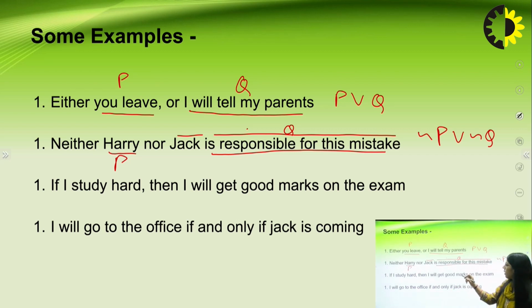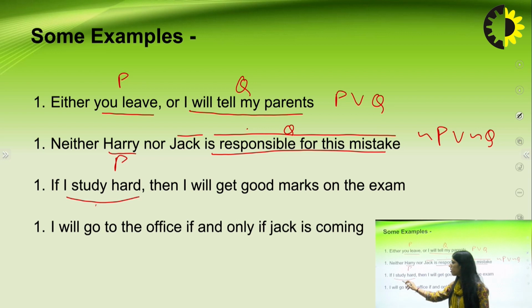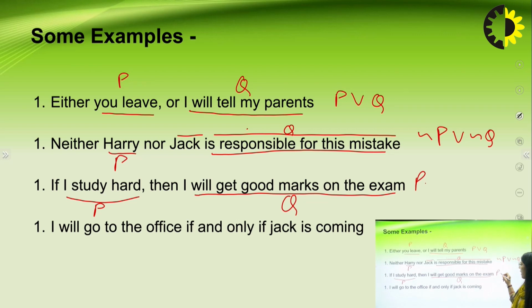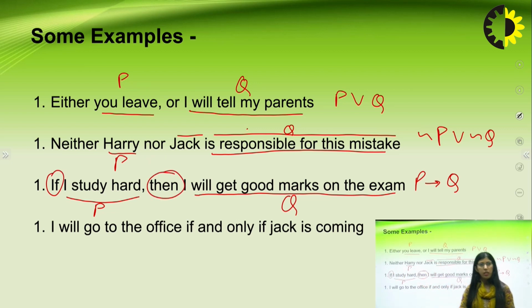Thirdly, if I study hard, then I'll get good marks on the exam. If we take this statement, if I study hard, as P, and this statement as Q, then we can write it as P implies Q, because if I study hard, then only I'll get good marks. So this is the if, and then, as we can see, is already mentioned, so this is the statement for implication. We can write it as P implies Q.